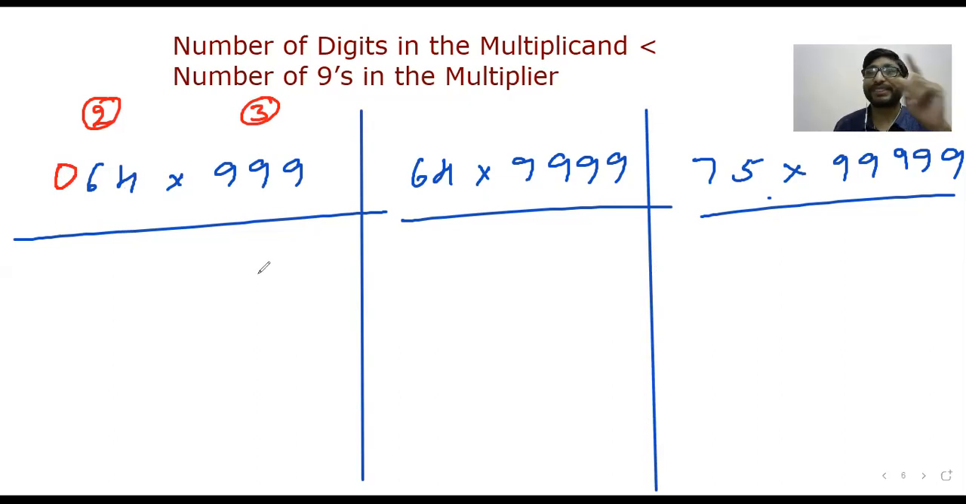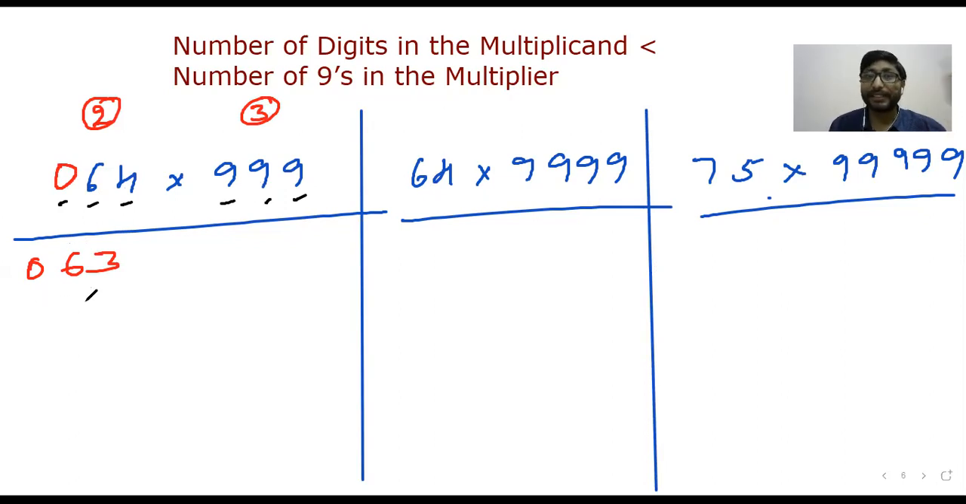064. So subtract 1 from the multiplicand. So 064 subtract 1, 063. Once you subtract it, same logic, the previous logic. Apply the previous logic.